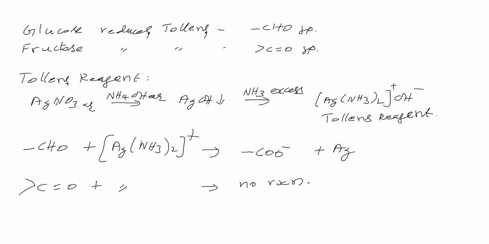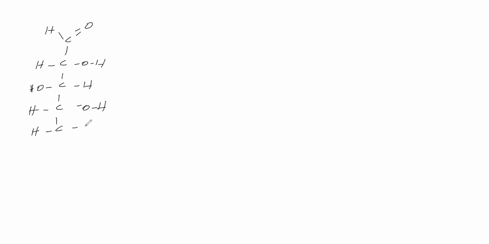Now we'll take glucose. We'll see the glucose formula. That is, it is CHO. The second carbon has H, OH. The third carbon has OH on this side, H on this side. The fourth carbon has H, OH. The fifth carbon has H, OH. The sixth carbon has CH2OH. It is called glucose. It is the formula of D-glucose.